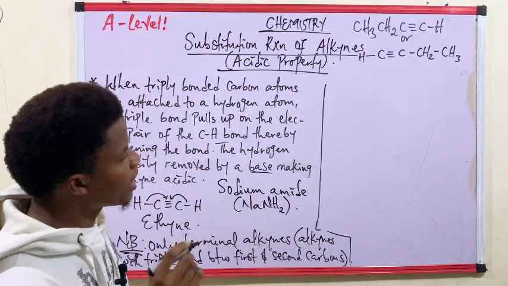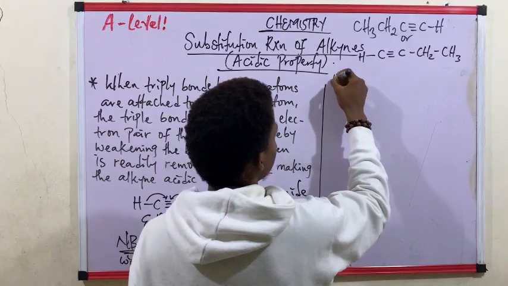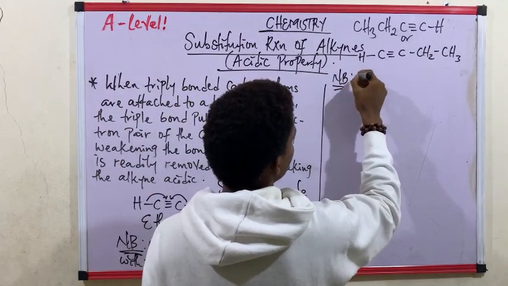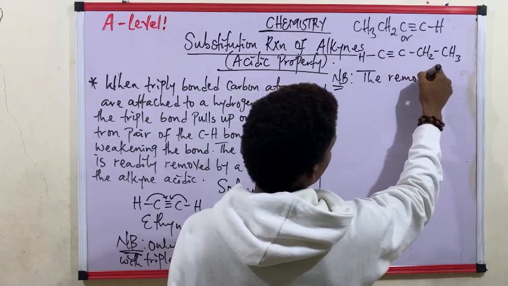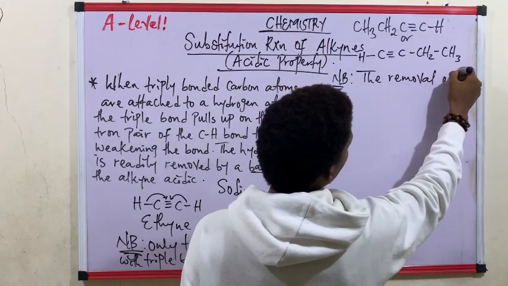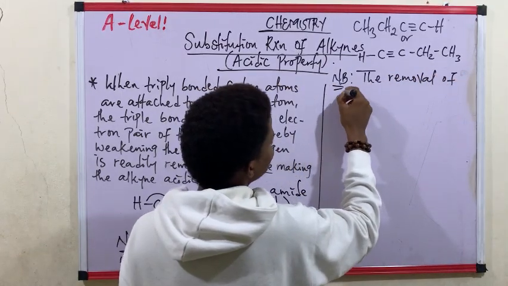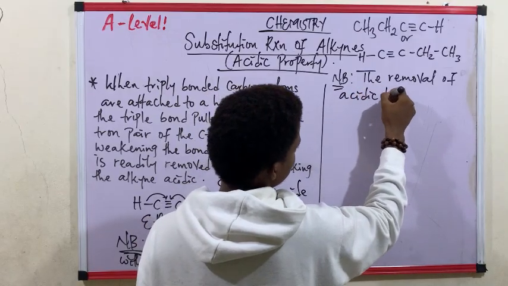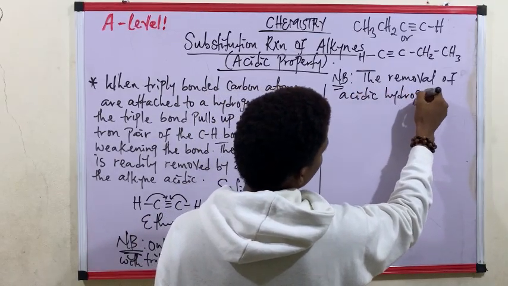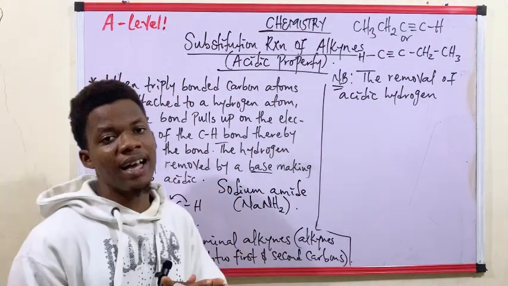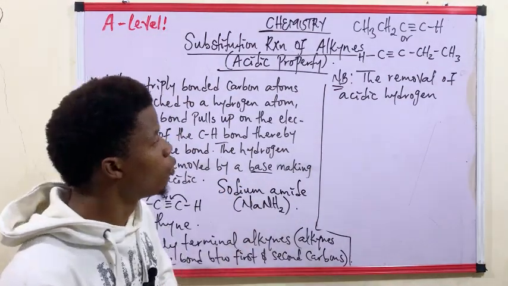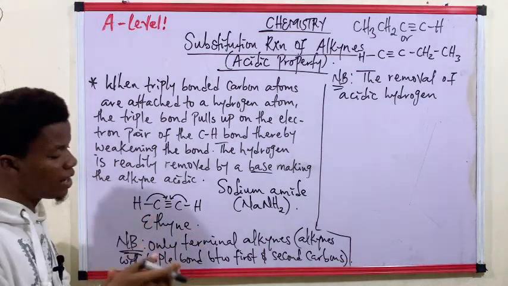The remover, please take note. Take note again. The remover of acidic hydrogen. So you know why we now call this acidic hydrogen? Because the hydrogen behaves like an acid, can be what now? Removed. Alright, so we call it acidic hydrogen.